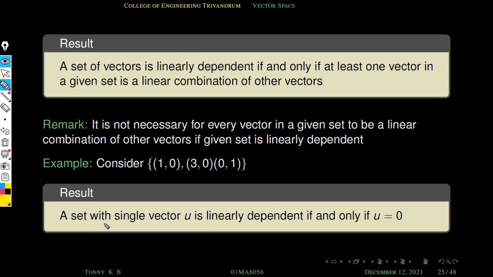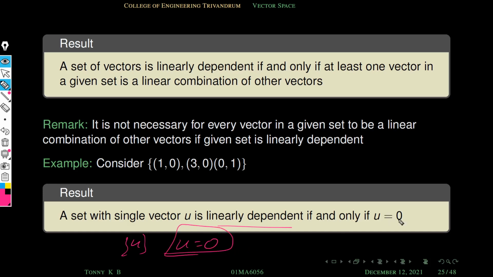Another important result is a set with a single vector. Suppose you think about a singleton set {u}. A set with a single vector u is linearly dependent if and only if u equals 0. Very important result. That means a singleton set is linearly dependent if and only if u equals 0.